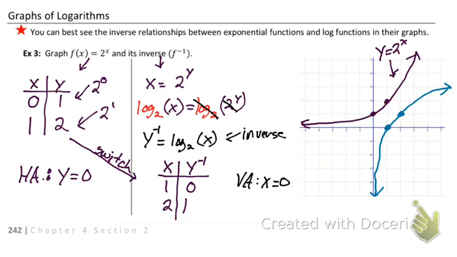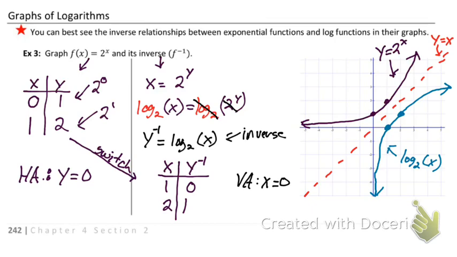And for those of us that got this right on the test, inverses should just be reflected over y equals x, which it is, which means that horizontal asymptote is going to be reflected too. That's what makes that vertical asymptote. So this is my log base 2 of x.